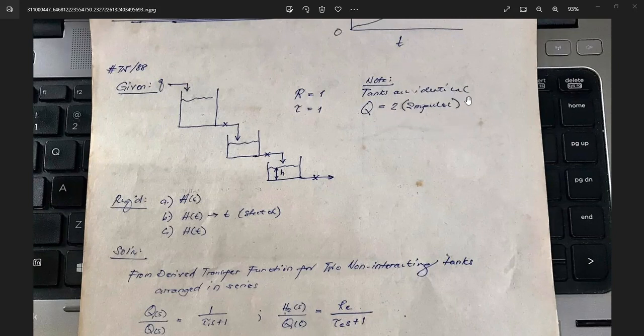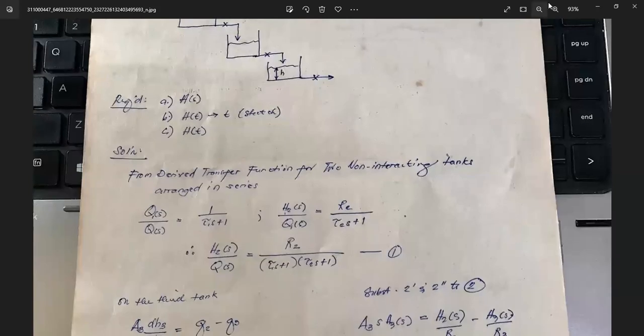A unit impulse function has a Laplace transform of 1. It's the only Laplace transform which doesn't contain the S. So since in here the magnitude is 2, we just simply write the Q as 2. So no S for that. So these are your required information.